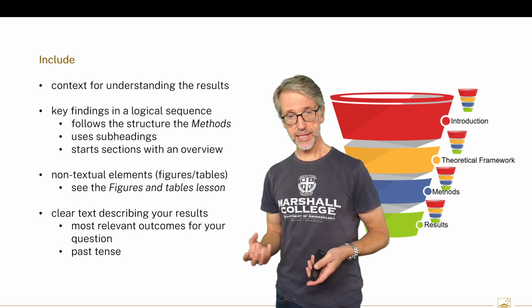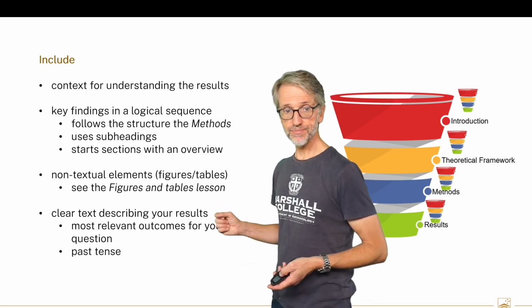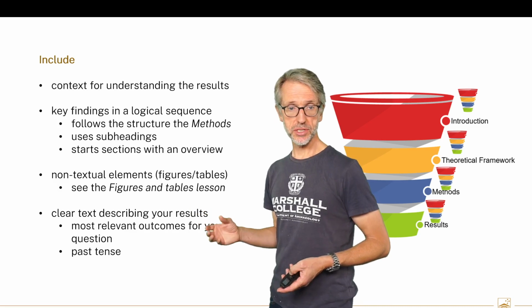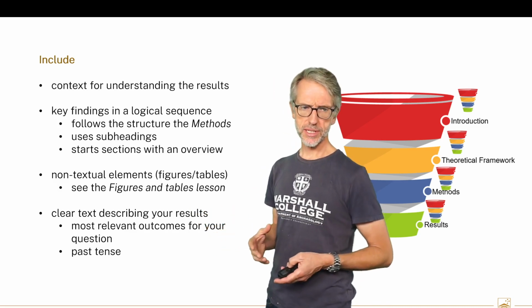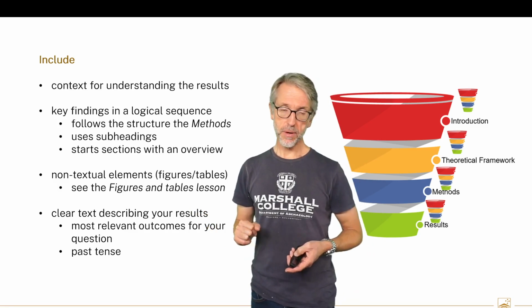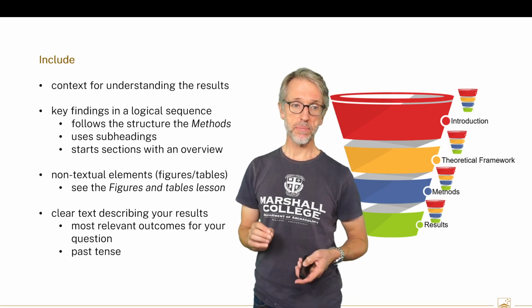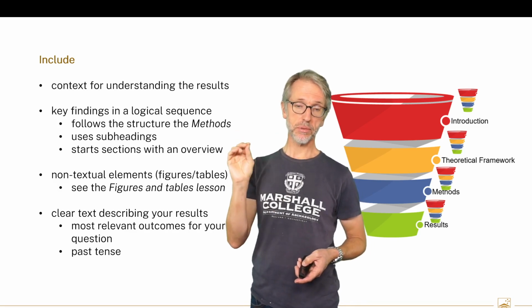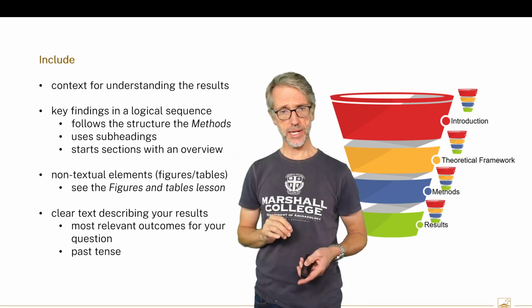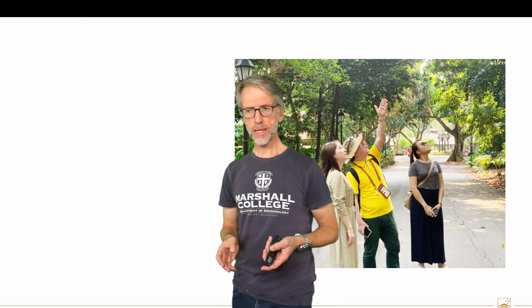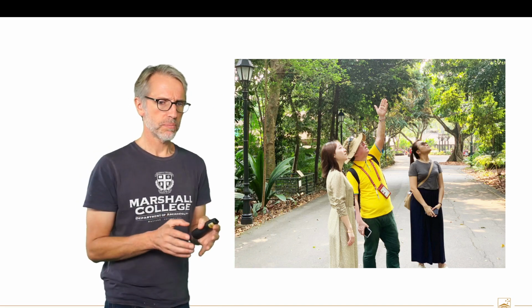In addition to the text that makes up a results section, the text that guides the reader, there are non-textual elements, figures and tables. For more detail on those figures and tables, see the figures and tables lesson that was presented earlier in the course. But of course that clear text needs to be present, clear text that lets the reader link those tables and figures together and understand their context. And those results are written in past tense. Now a lot of students struggle with this idea, but it is a fairly straightforward principle.